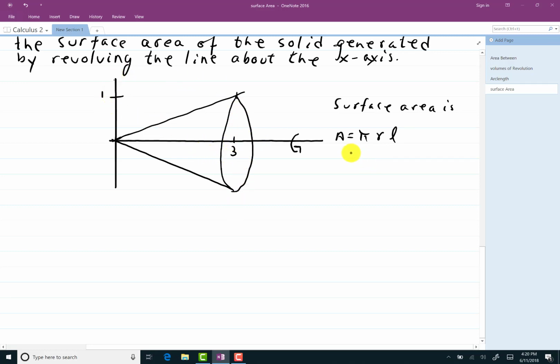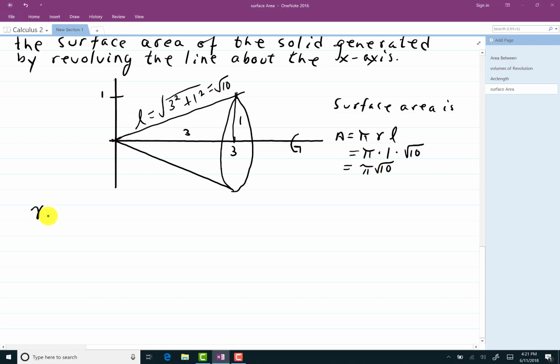So I get A equals pi times, the base radius is 1. And then L, well, the height is 1 and the base is 3. So I've got a right triangle, 1 by 3. That means L is going to equal the square root of 3 squared plus 1 squared, which equals the square root of 10. So that's pi radical 10. That's what we're going to aim for.